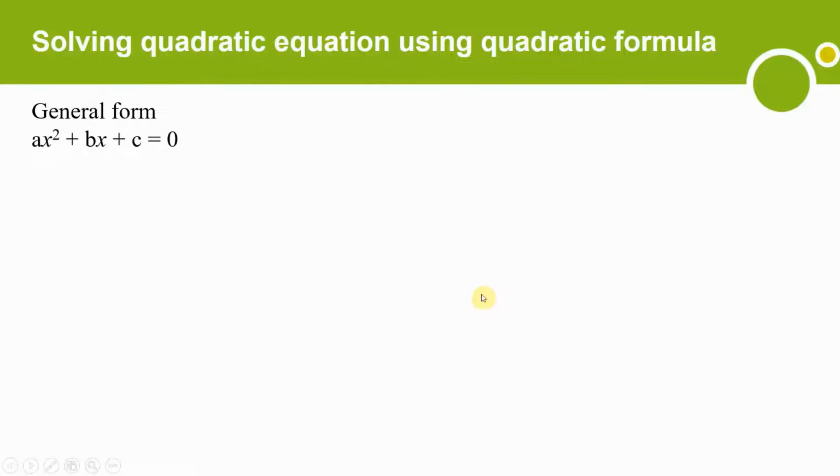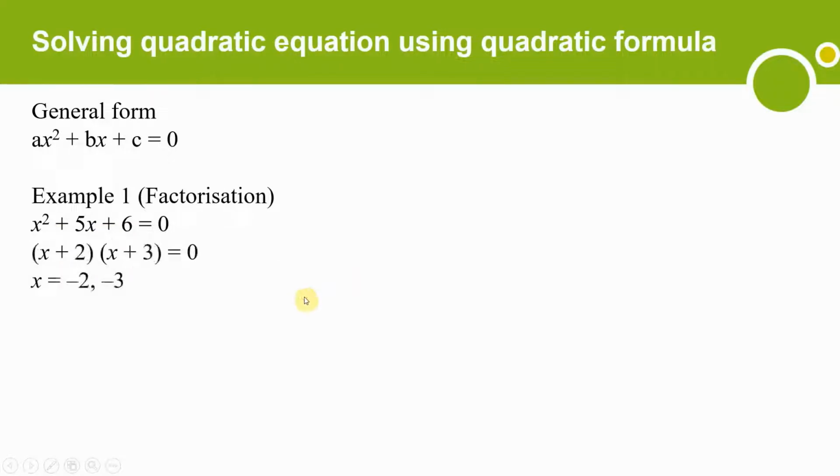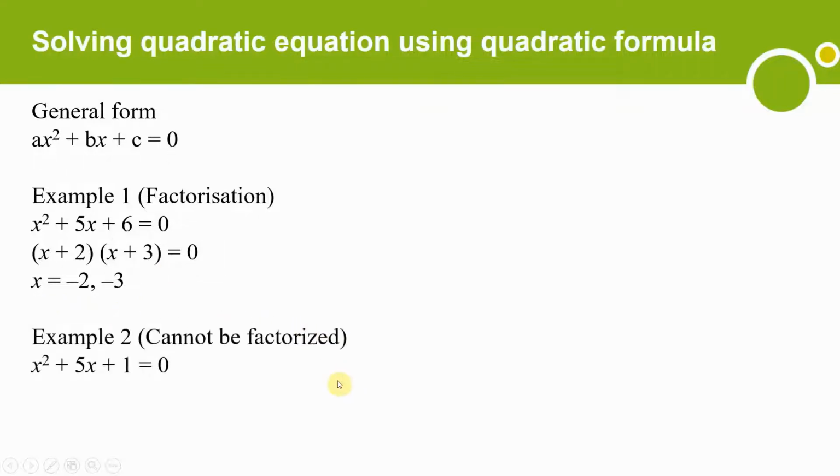So previously we have learned how to solve using factorization. So let's just look at this example again. To solve this, we factorize it into two brackets and then we equate the brackets to 0, then we will get the answers. But not all quadratic equations can be factorized. For example, like this cannot be factorized no matter how we do it. So for examples like this, we will use the quadratic formula.